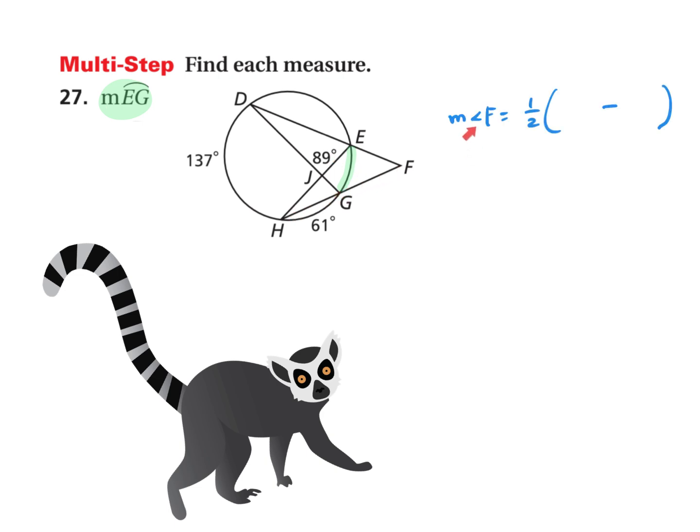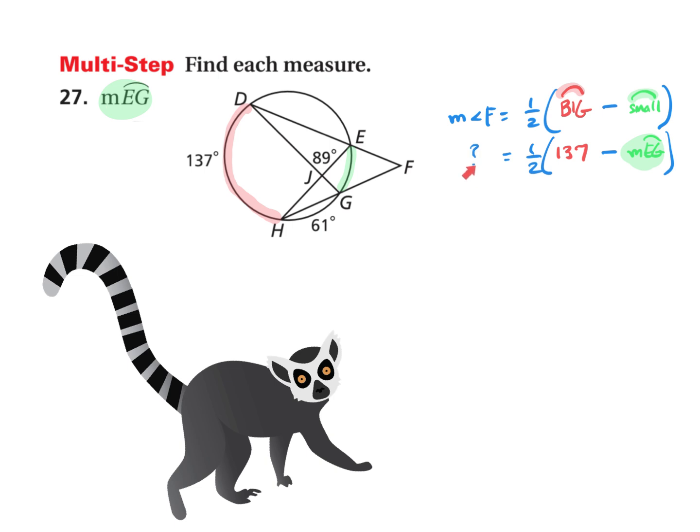And that relationship is that the measure of the angle is 1/2 of the difference between the big arc it intercepts and the small arc that it intercepts. Angle F is 1/2 of 137 minus the measure of arc EG. However, you would have had a difficult time finding the measure of angle F. We know that the big arc is 137, and what we're looking for goes here.